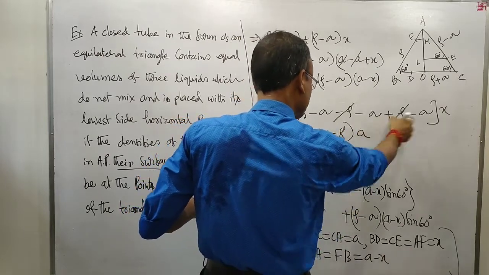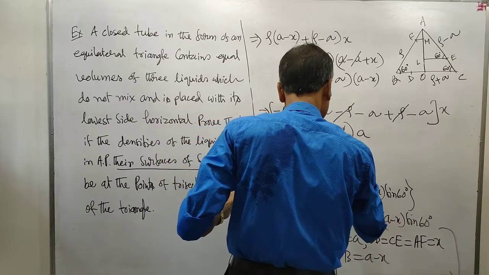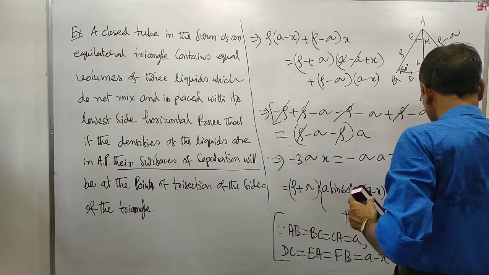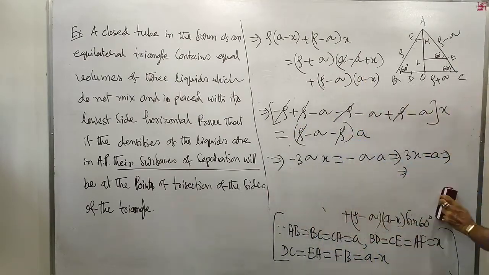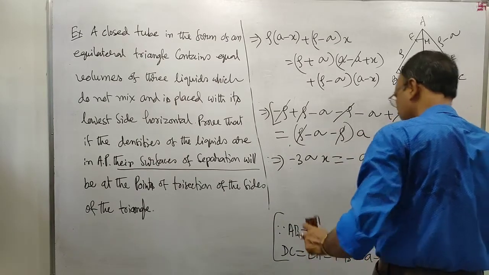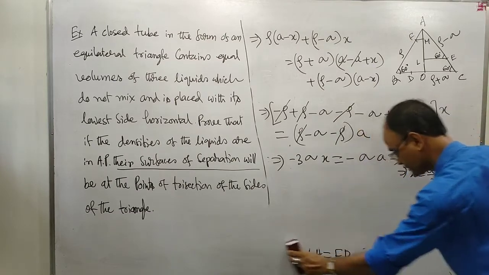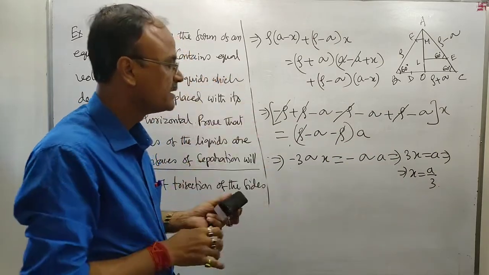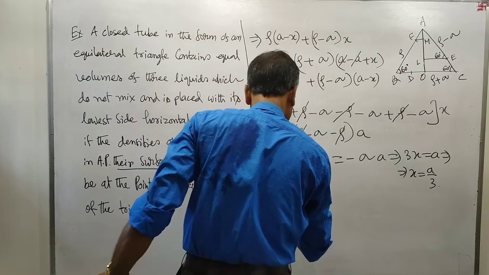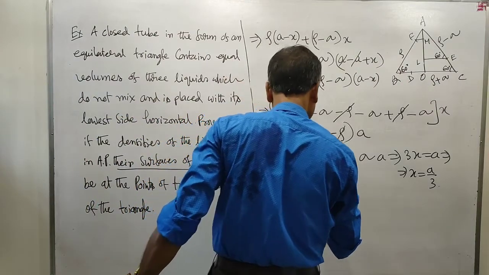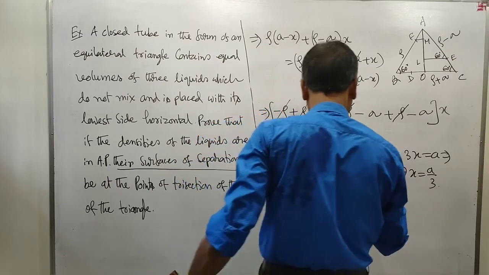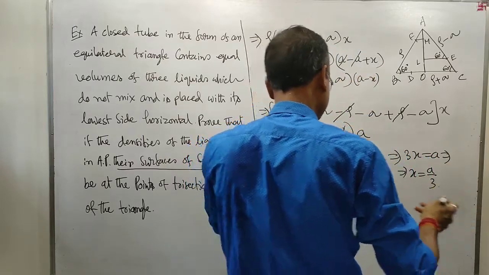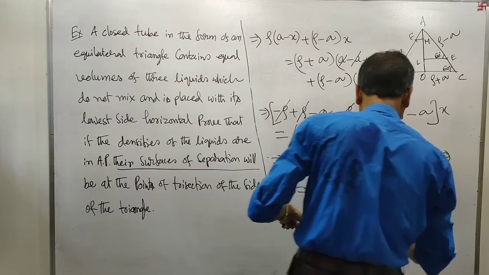Consequently, you will get minus thrice sigma X equal to minus sigma A. This means thrice X equal to A. This means X equal to A by 3. Therefore, BD equal to CE equal to AF, this is equal to X, equal to A by 3.